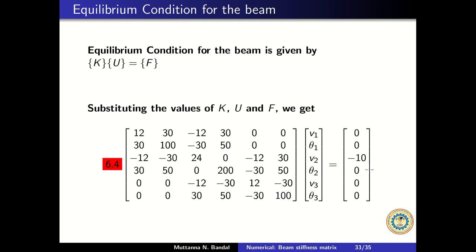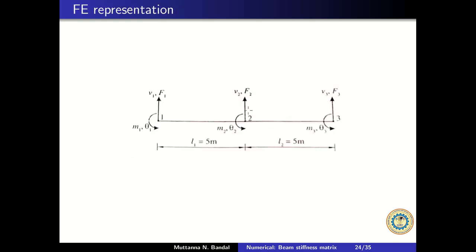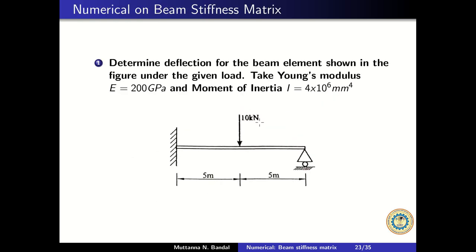So this load vector is from the diagram here. Only the load is acting at the center, which is at V2. So these terms will be 0. Force at node 1 and node 3 will be 0. Moment at node 1 and node 3 will be 0.